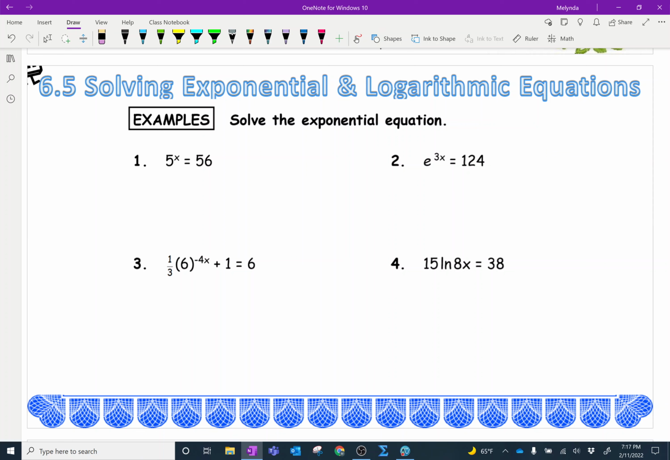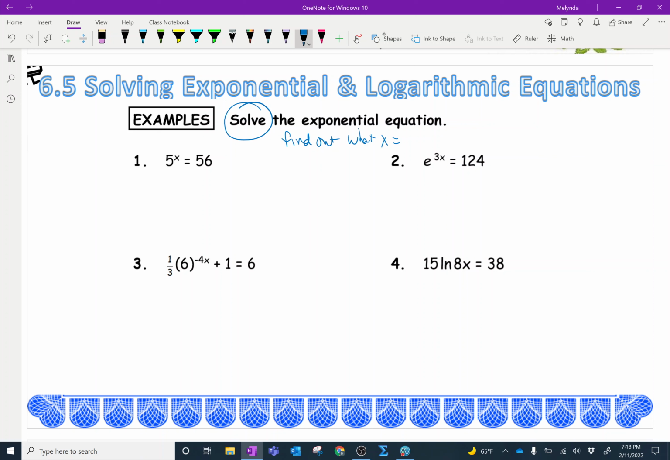All right, let's take a look at this lesson. So we're going to be working on solving exponential and logarithmic equations. With some of them, we'll be using a calculator. So let's take a look at first of all, what does it mean to solve? To solve the equation or exponential equation, what it means is we want to find out what x equals. Solving is find out what x equals.